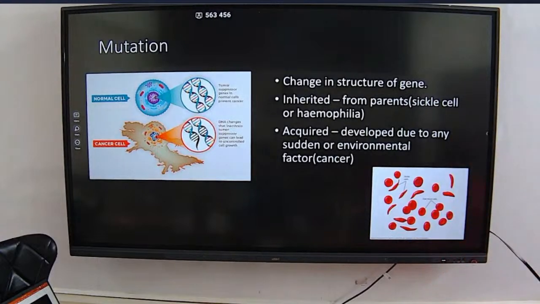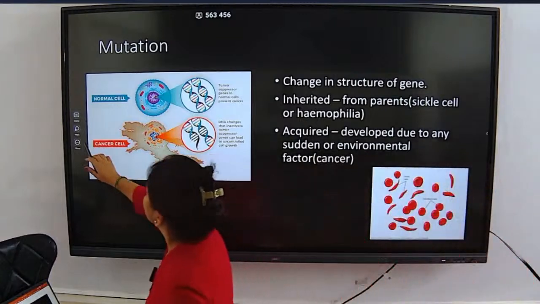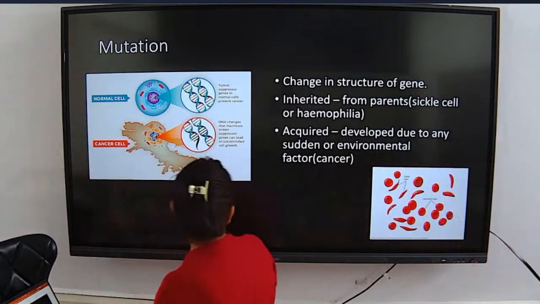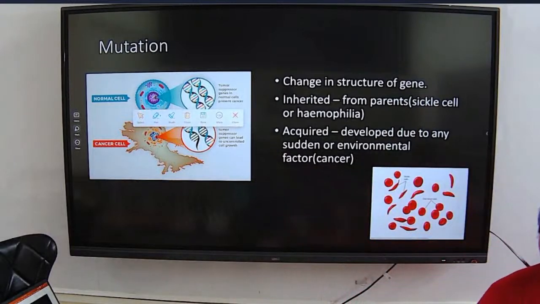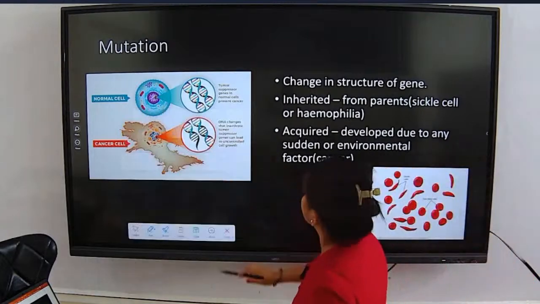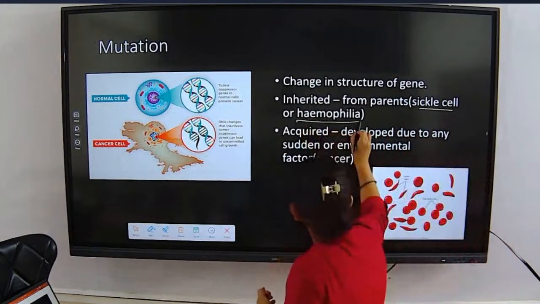We are calling it inherited. For example, sickle cell or hemophilia. Have you heard of these two? Can you tell me about any one of them? None of you, no, you've not heard. I thought yes. Please tell me what happened. Okay, you don't remember. Okay, okay. Sickle cell and hemophilia, does this ring any bell?